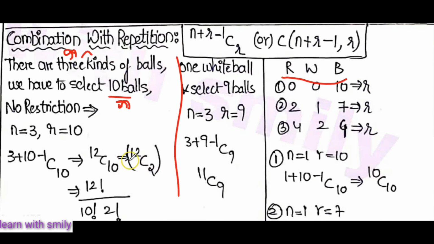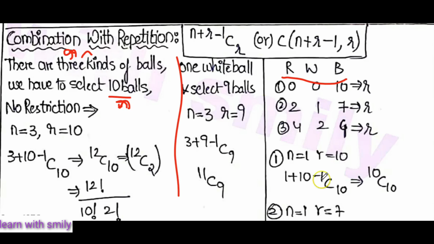Okay, if there is a restriction of 1 white ball and select 9 balls, so within 10 balls they said 1 should be a white ball and the remaining 9 balls are completely our choice. So we exclude that 1 ball and we consider only n equals 3 and r equals 9, and we execute the formula again.